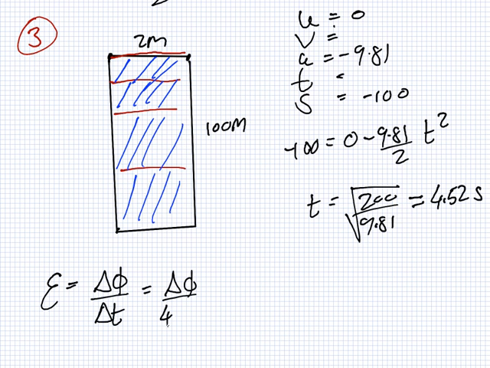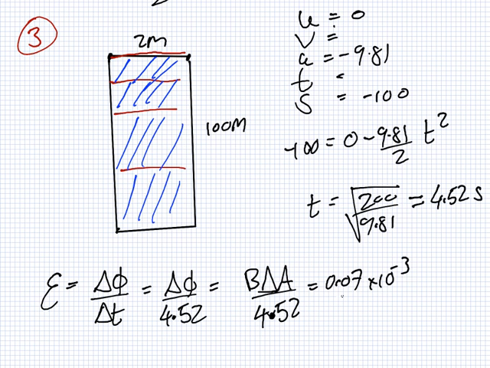Okay. So now, using Faraday again, the voltage will be change in flux over time, which is change in flux over 4.52, which will be B times change in area over 4.52, which will be 0.07 times 10 to the minus 3 over 4.52 times change in area. So we go from no area to a lot of area, 200 in 4.52 seconds. 3.09 times 10 to the minus 3. 3.09?